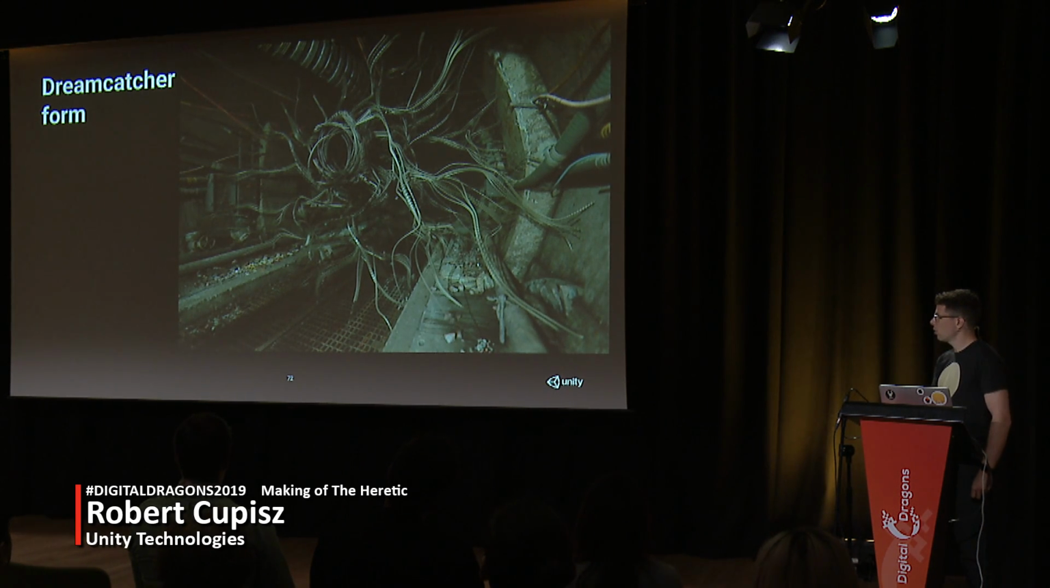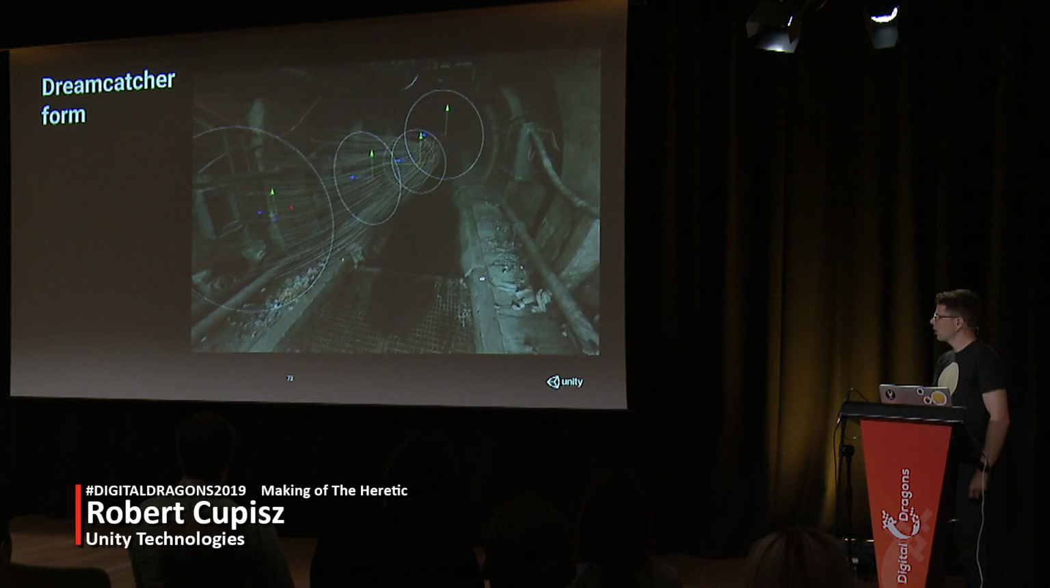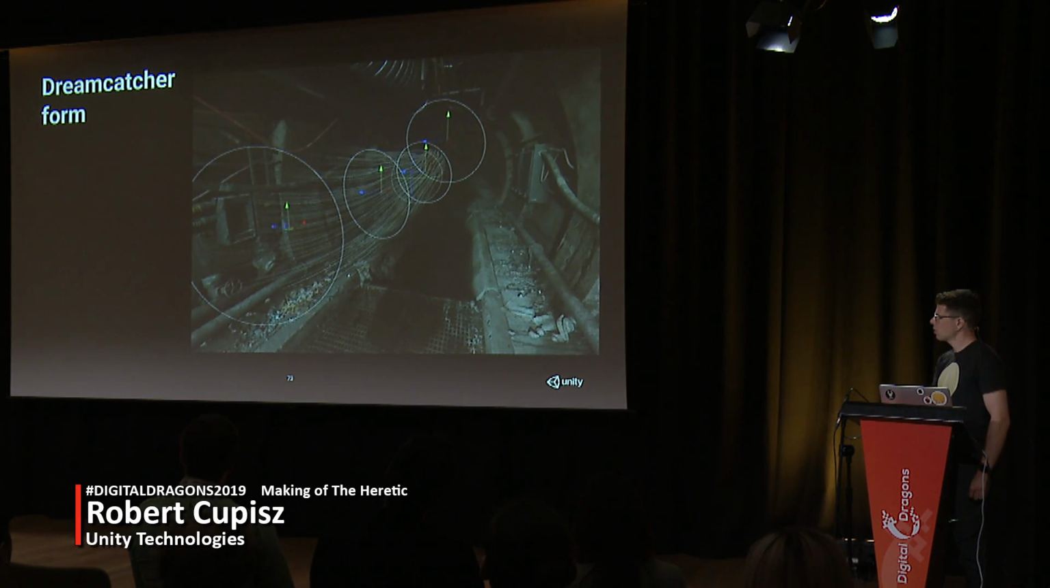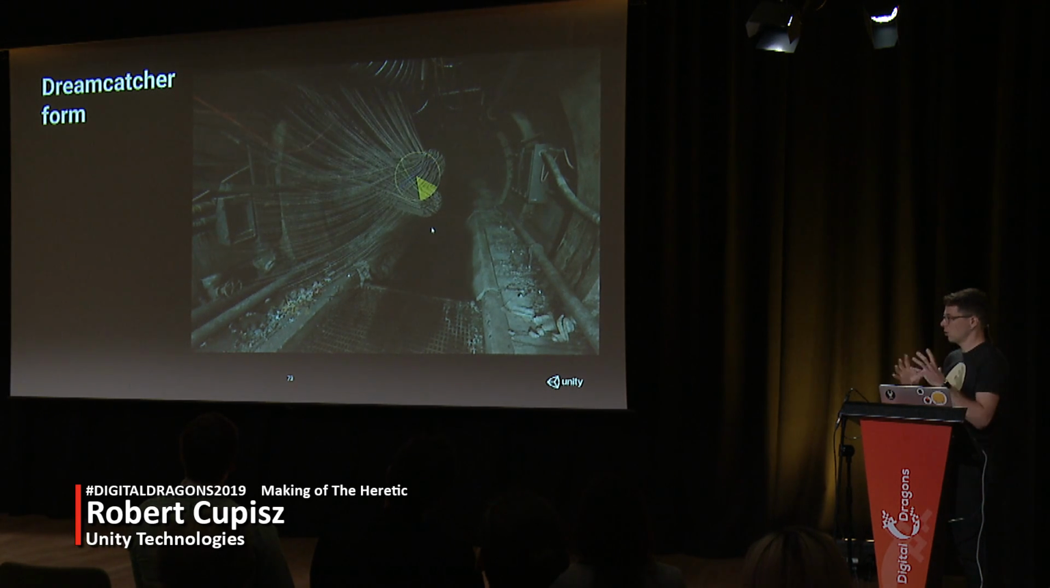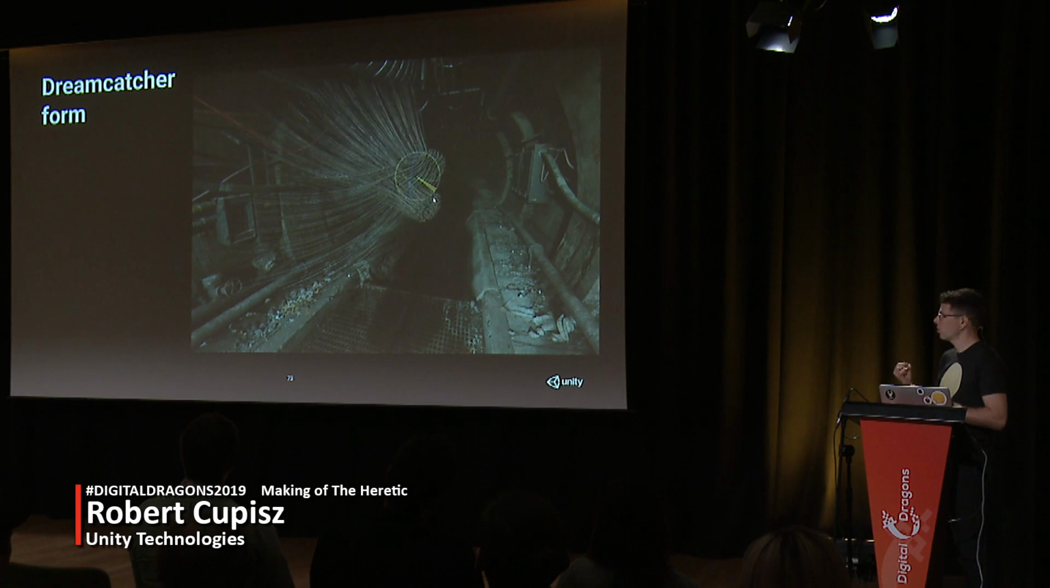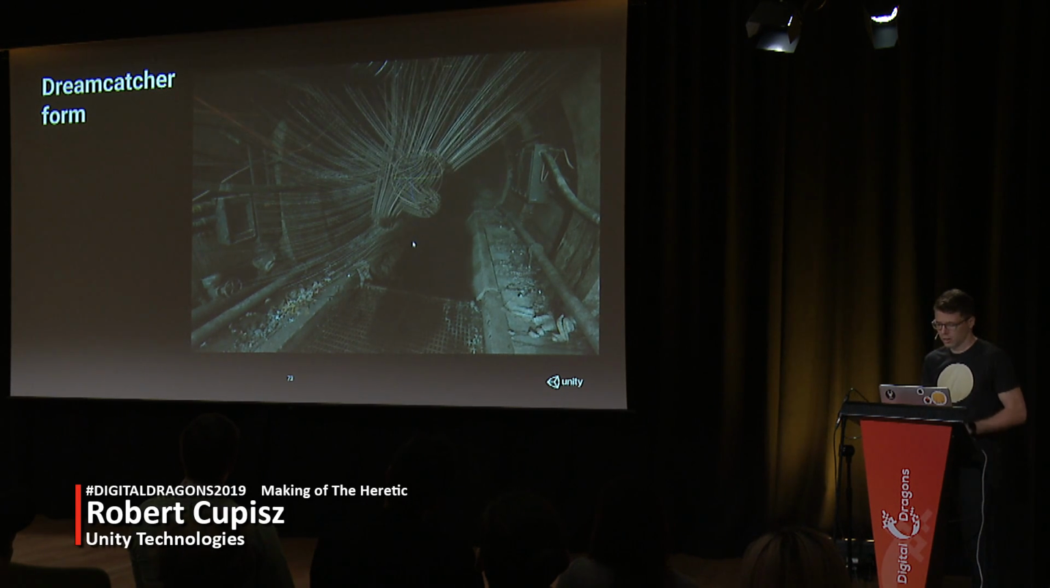The Dreamcatcher form, that one again uses a bunch of similar techniques, just applied differently with a bunch of tweaks. So first we have this bone chain that has just a large radius on one end and a small one on the other. We duplicate it a bunch of times.